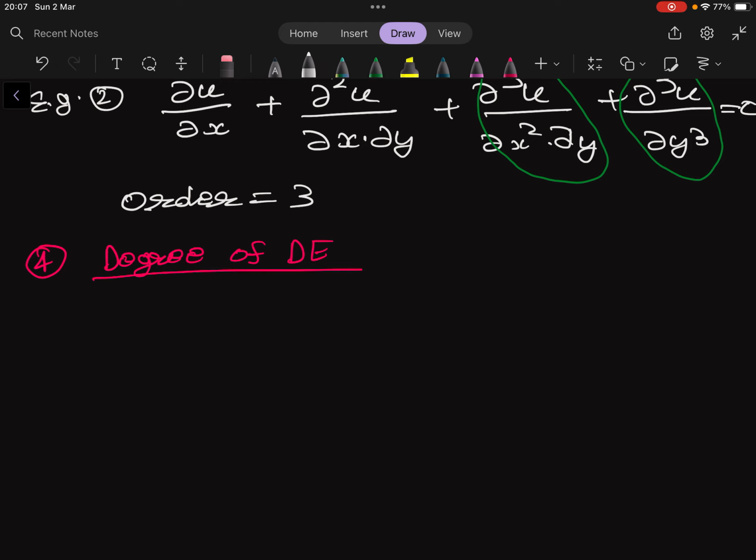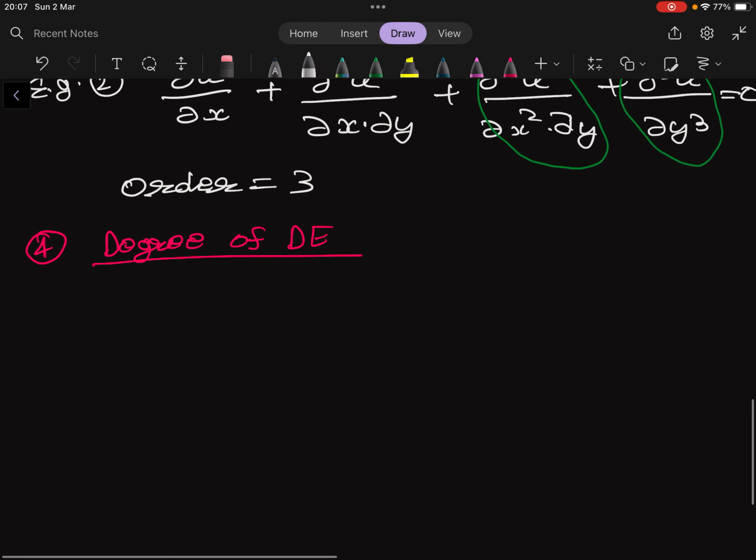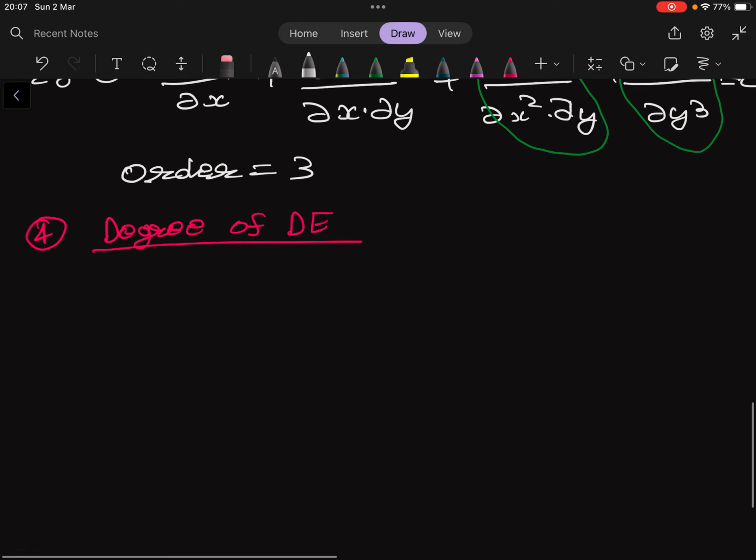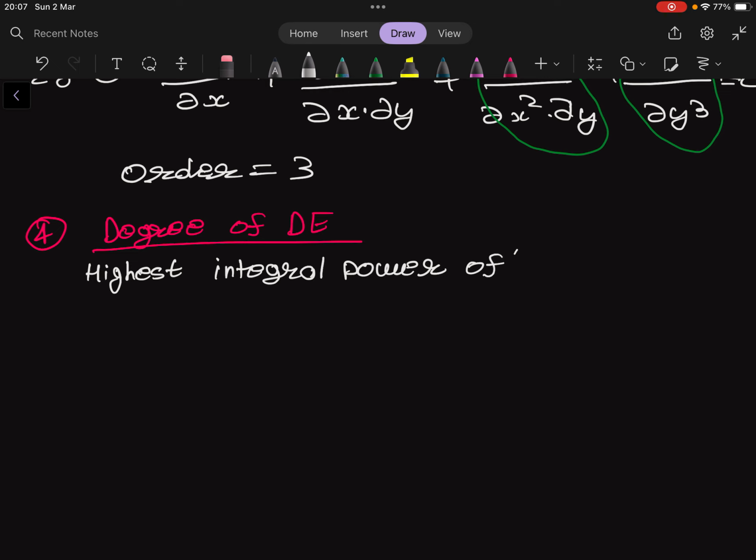So we can say the degree of a differential equation is the highest integral power of the highest order derivative occurring in the given differential equation.